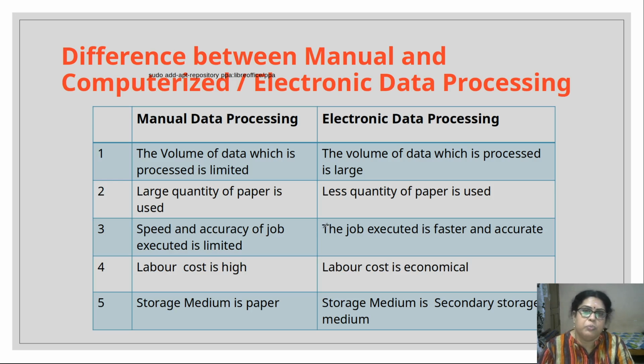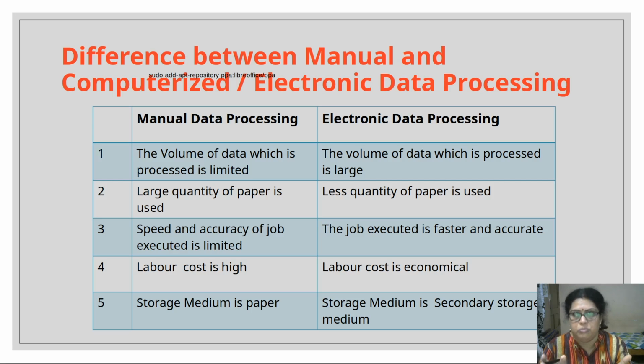What is the difference between manual and computerized data processing? See, manual data processing means before data was stored inside the computer. Before the databases came in, if you remember, in the olden days, data was stored in the form of files. It was stored in paper, and it was placed in a big filing system.